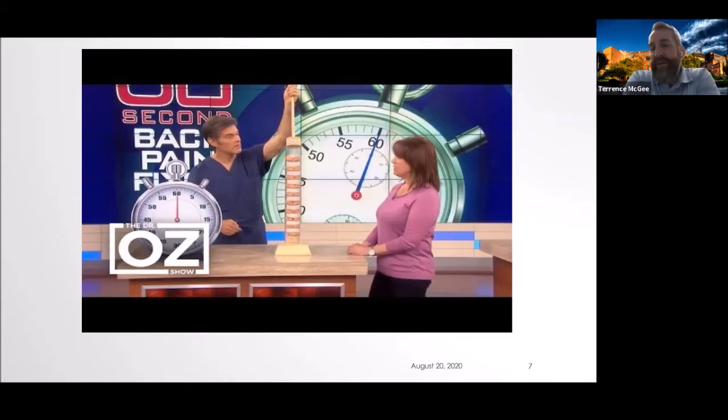But what he has here in this cylinder are stacked jelly donuts with a disc in between. And he's telling this individual, who just happens to be an RN, that this is what happens to your spine when you sit all day. And he takes the plunger and pushes down on the jelly donuts, and all the jelly squirts out. So here we have this very high profile physician talking in a very negative way about what happens to our spines when we sit for too long.